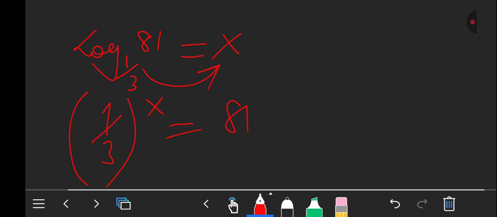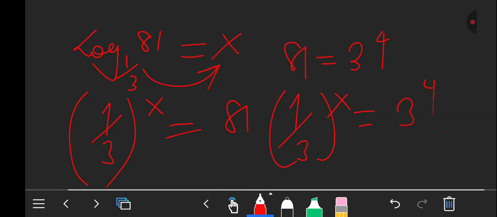So what you need to do here is to change this 81 into the multiples of 3. How many times can 3 be multiplied so that you get 81? So this is what you need to know. So 81 can be written as 3 times 3 times 3 times 3. That is 3 to the power 4, right? 3 to the power 4. So this is what you do. So it will be 1 over 3 to the power x is equal to 81, which can also be written as 3 to the power 4.